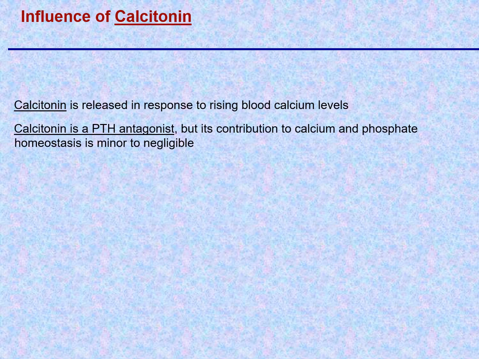Okay, now the other hormone I mentioned that does have an effect on calcium metabolism, or regulation of calcium levels, is called calcitonin. And I remind you that calcitonin is actually released by specialized cells in the thyroid gland, separate from the lobules that are producing thyroid hormone. And it gets released in response to a rise in blood calcium levels.